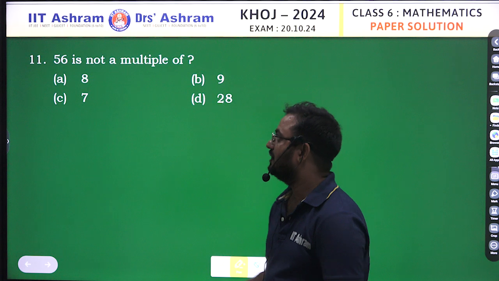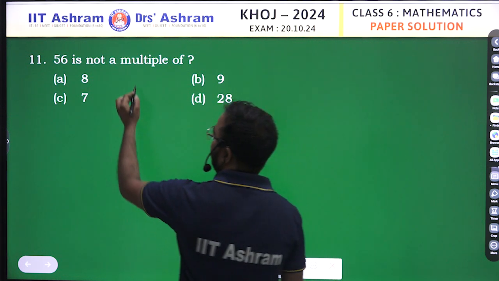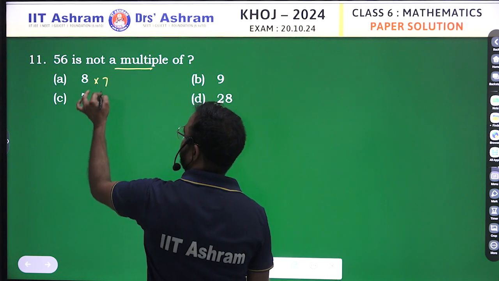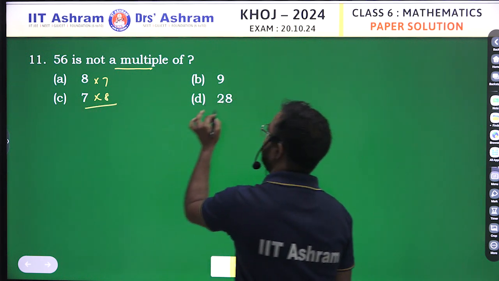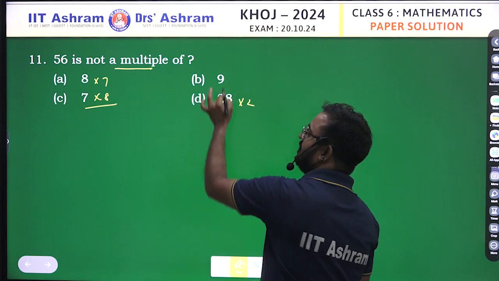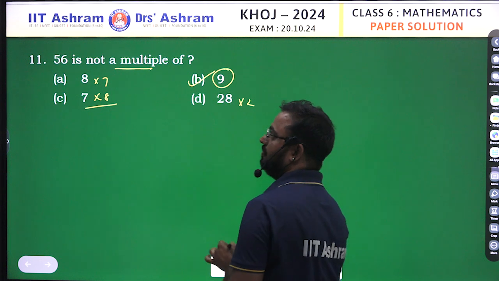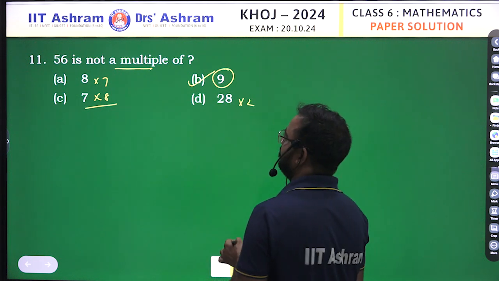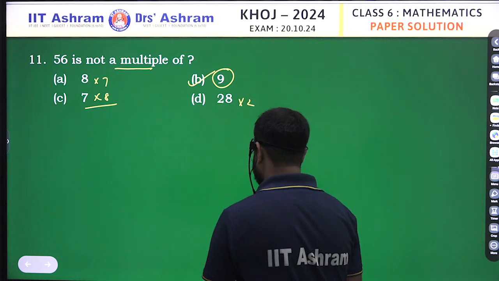Question number 11th. 56 is not a multiple of 8? 7 8s are 56, 28 2s are 56. But 56 is not a multiple of 9. So option number B is the right answer.